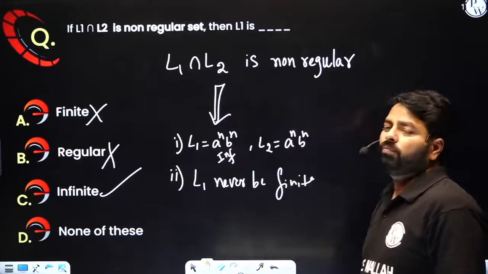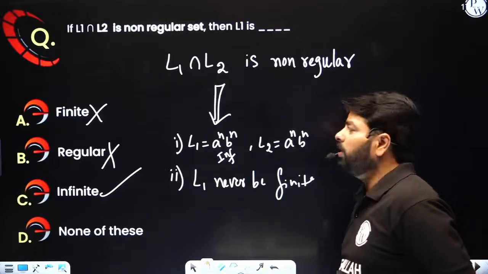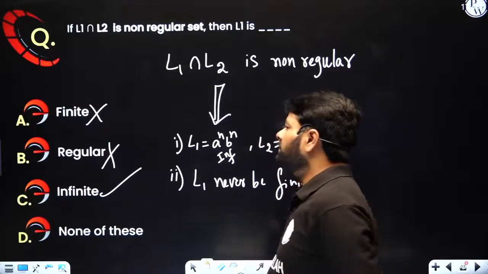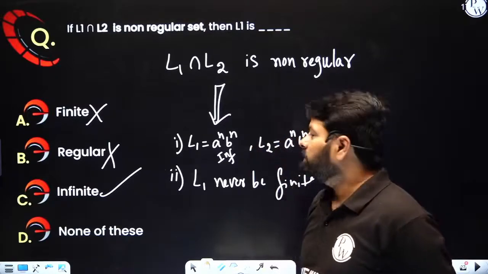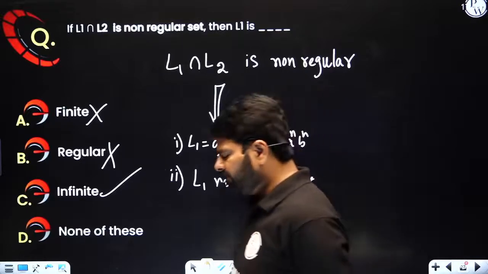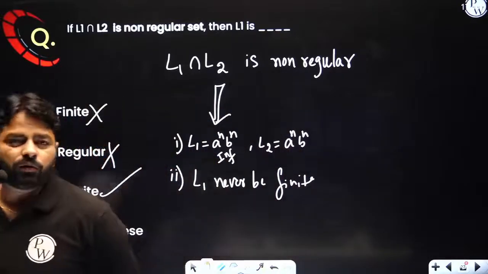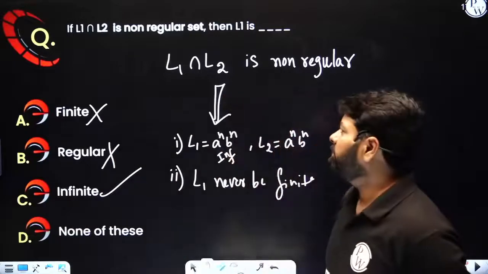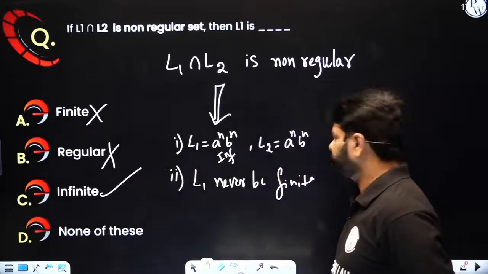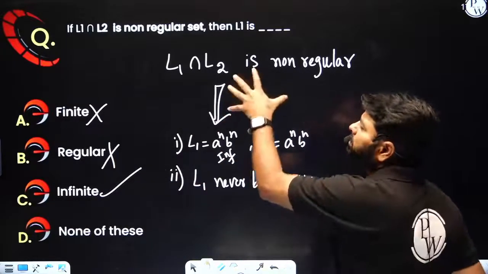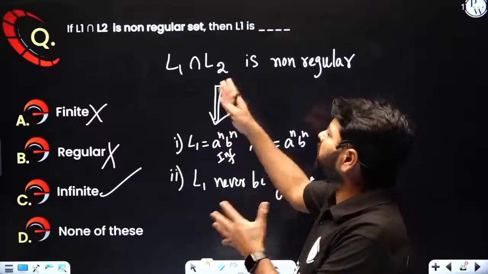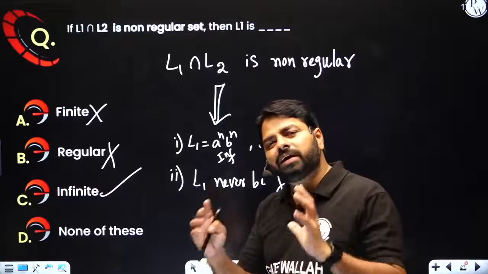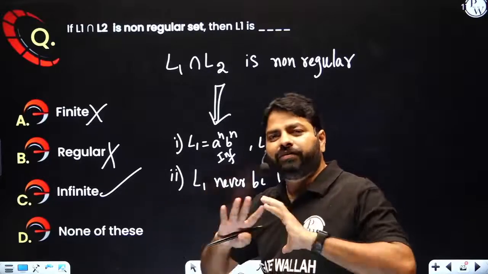That we know. What we don't know is whether L1 is non-regular or regular. We know that L1 is definitely infinite. To prove that L1 intersection L2 is non-regular, it means somebody can conclude from it that if L1 intersection L2 is non-regular, then both L1 and L2 are definitely infinite.